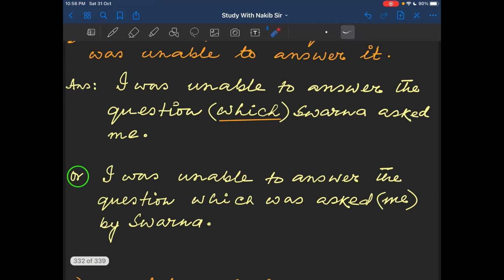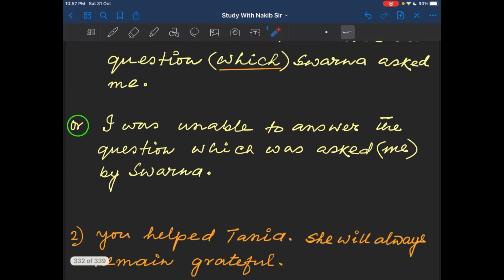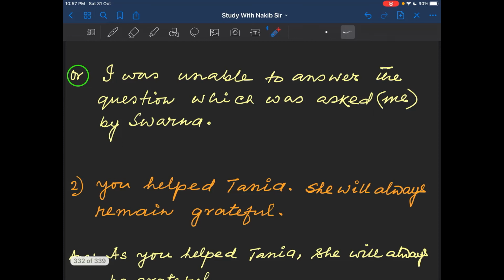Or you may turn it into a passive clause. See, I was unable to answer the question which was asked me by Sorno. You may write this or you may not write this. For this, it is kept within bracket. So your answer is, I was unable to answer the question which was asked by Sorno. This is the active and this is the passive. The same type of sentence. It is the active voice and this is the passive voice. Okay. So this is the answer to your first question.